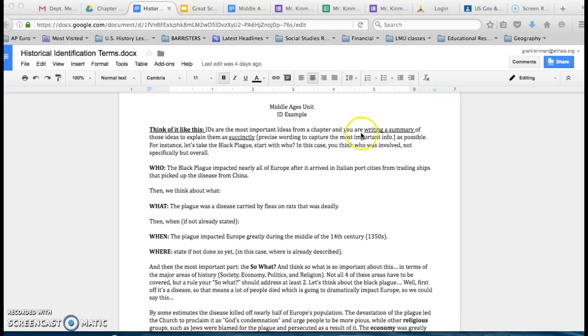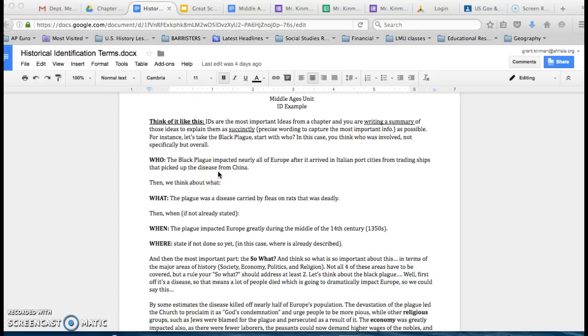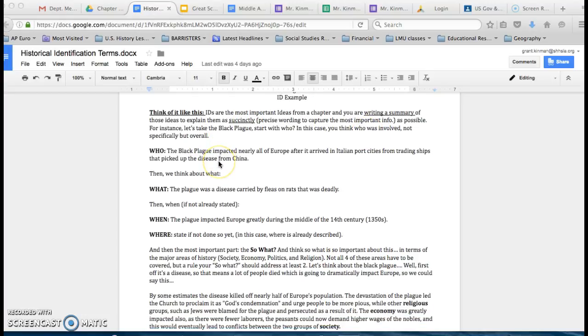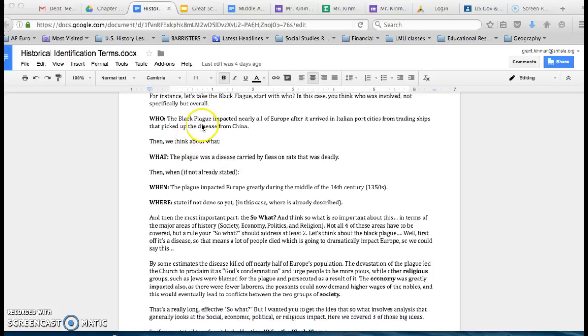So think about it like this. IDs are the most important ideas from a chapter, and you're writing a summary of those ideas to help you explain succinctly, in as few words as possible, what that is. So for instance, let's take a look at the Black Plague. We start with who's involved. The Black Plague impacted nearly all of Europe after it arrived in Italian port cities from trading ships that picked up the disease from China. Okay, so that's who, and what's the structure look like?